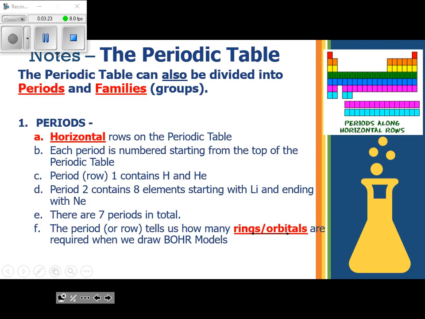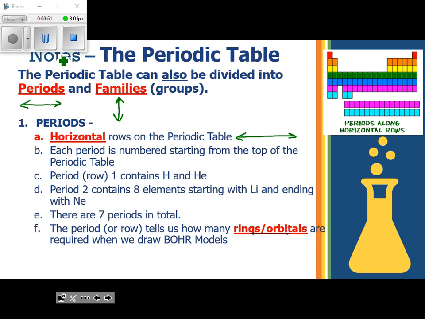So in addition to those 3 main groups, the periodic table can be organized into periods, which we talked about, those being the horizontal rows on the periodic table. So periods run left to right, and families are vertical columns. They run up and down. If we look at the periods, those are the horizontal rows. Again, I know students sometimes forget which way horizontal and vertical is, but horizontal runs left and right.